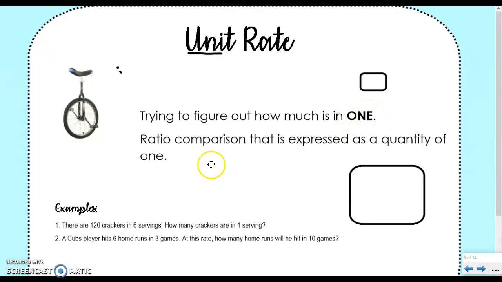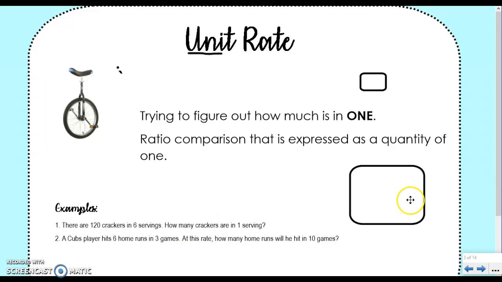A unit rate is also a ratio. It compares, okay, which we talked about, ratios compare. It's also expressed as a quantity of 1. That's basically saying the same things, boys and girls. It's saying you're trying to figure out how much is in 1. Okay, so down here I have a few examples. It says there are 120 crackers and 6 servings. How many crackers are in 1 serving? All right, a Cubs player hits 6 home runs in 3 games. At this rate, how many home runs will he hit in 10 games? So we're going to talk about how we can find the answer to these problems as we go through.